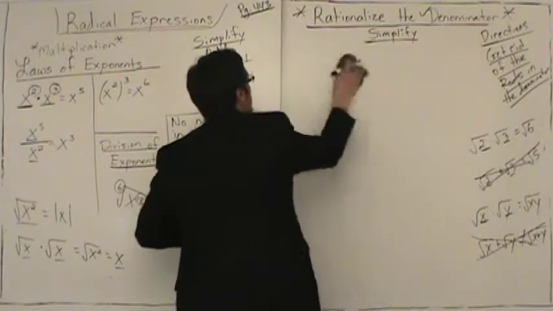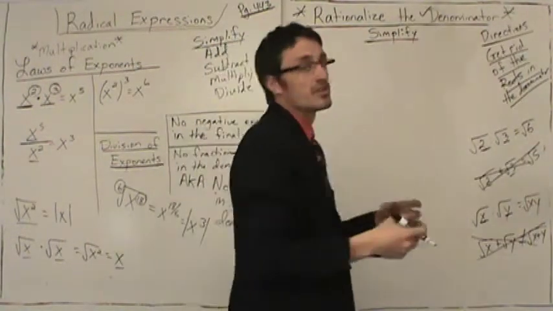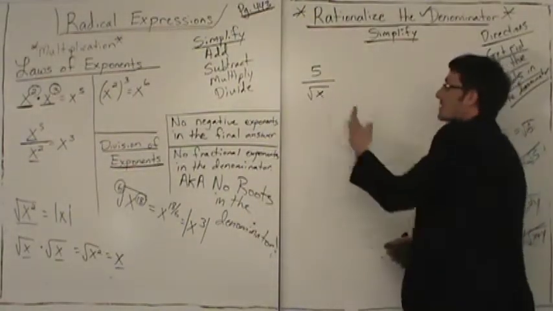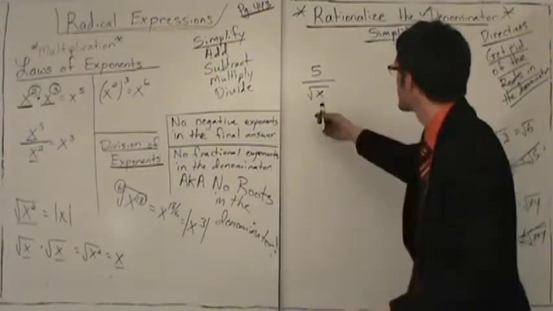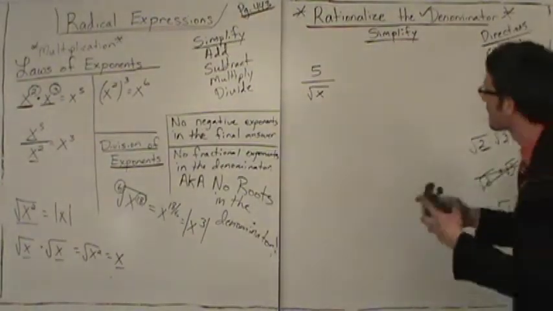So for instance, if I give you the example 5 over the square root of x. Okay, so now you look at your denominator. What do we see? What's wrong with this? You're asked to simplify. You immediately see there's a radical in the denominator, so you've got to get that radical out of there. And how do we get the radical out?